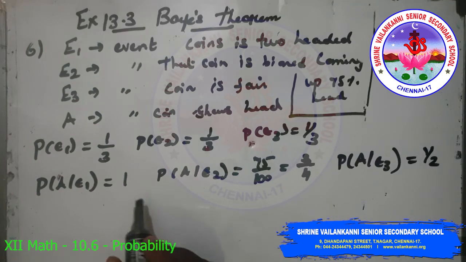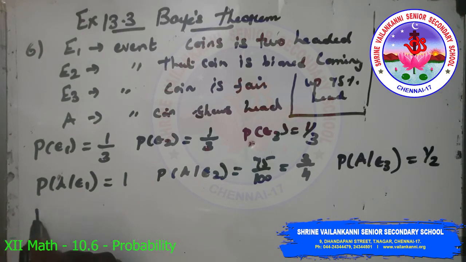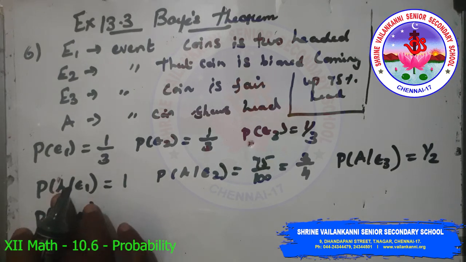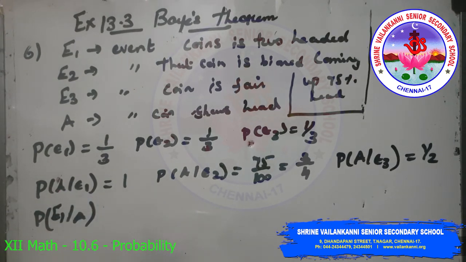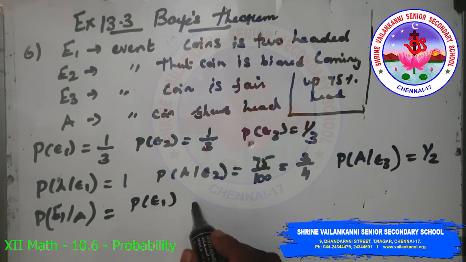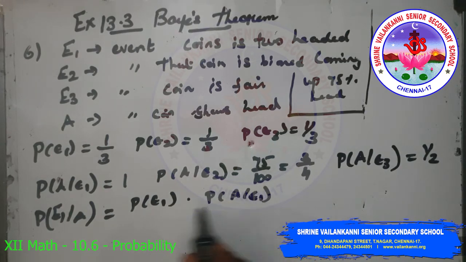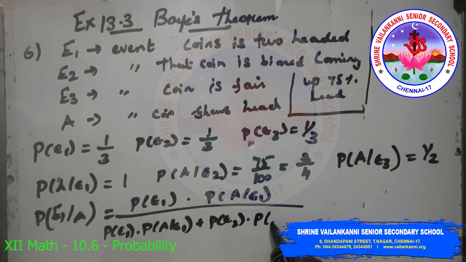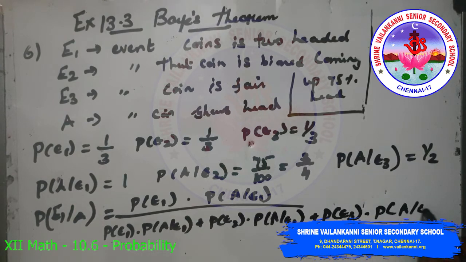Now applying Bayes theorem, the required probability is P of E1 by A. What is the probability that it was the two-headed coin? E1 is the event in which it is the two-headed coin. So P of E1 by A is P of E1 into P of A by E1 whole by P of E1 into P of A by E1 plus P of E2 into P of A by E2 plus P of E3 into P of A by E3.